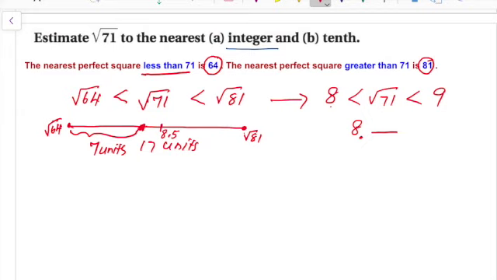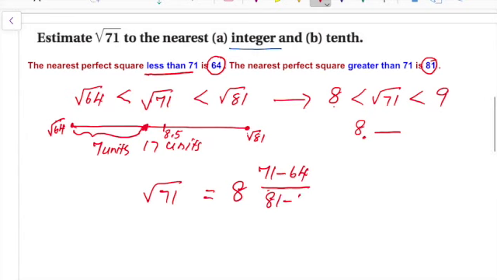So using this, I'm going to find a mixed number. The square root of 71 is going to be 8, that is the whole number, and the numerator will be 71 minus the lower perfect square, over the total distance between the perfect squares. That means 81 minus 64. So you will get the mixed number as 8 and 71 minus 64 is 7, over 81 minus 64 is 17.